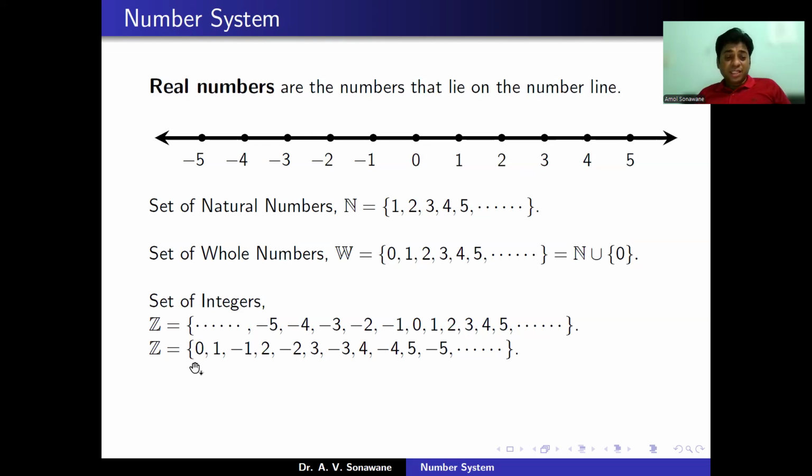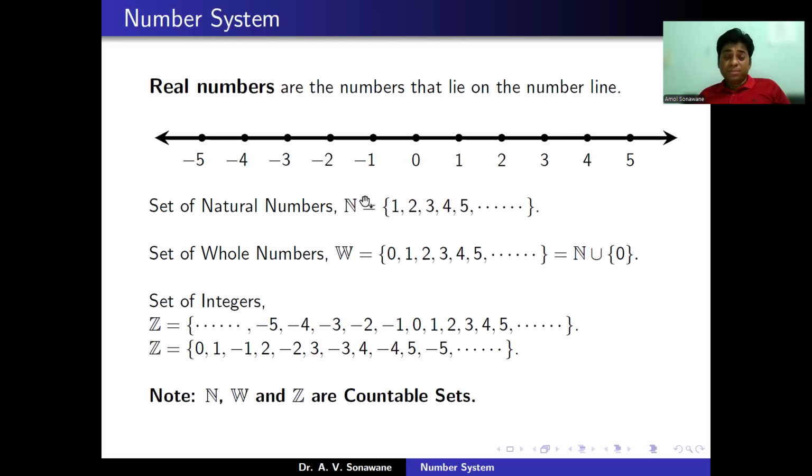In set of integers, we can see that 0 is the first integer, 1 is the second integer, -1 is the third integer, 2 is the fourth integer, -2 is the fifth integer, and so on. Means we can count the elements of sets of natural numbers, whole numbers, and integers. The counting will not stop, that is another fact. But we can count the elements of natural numbers, whole numbers, and integers.